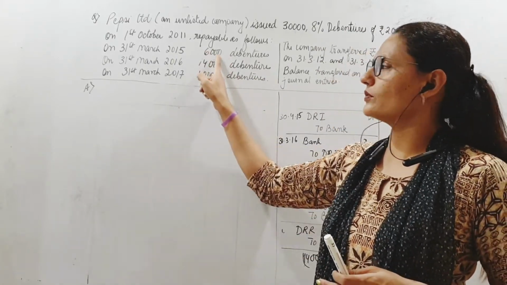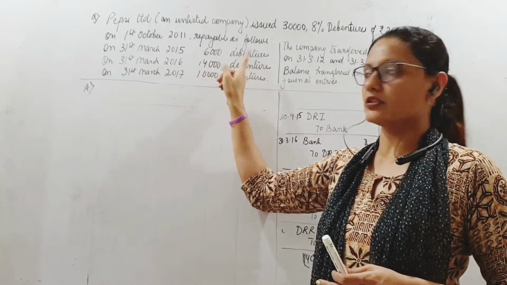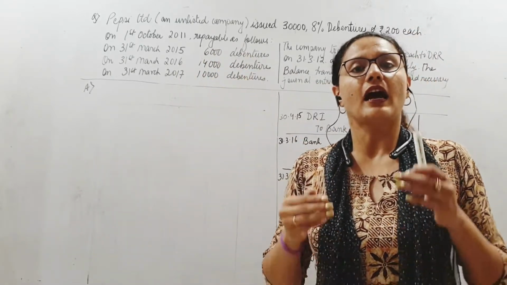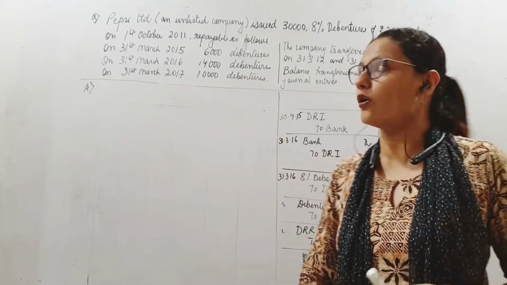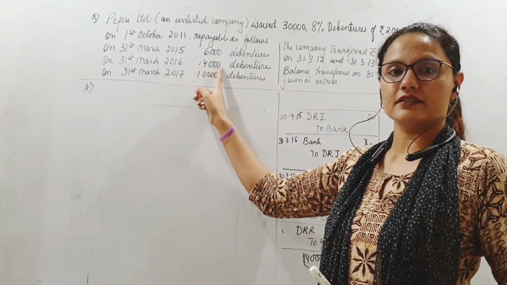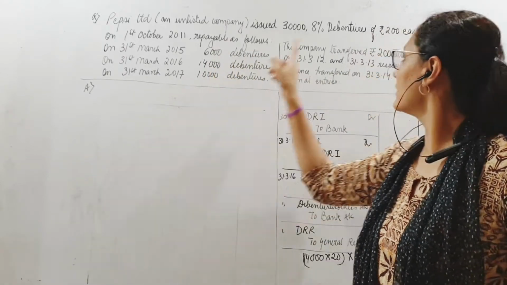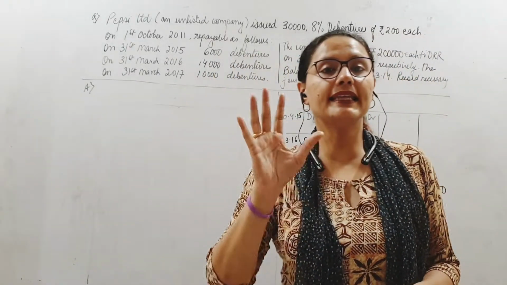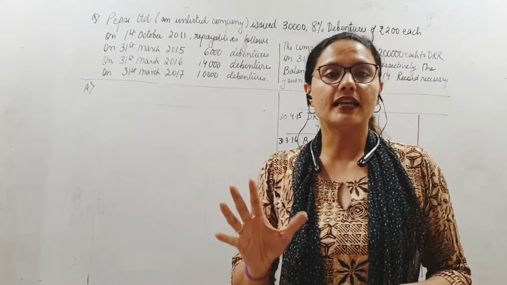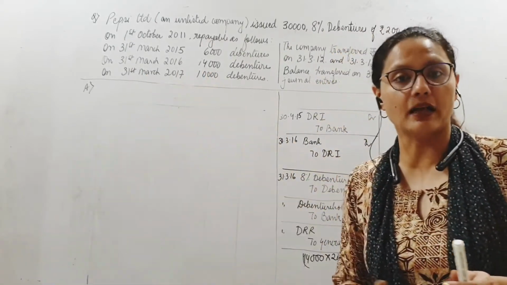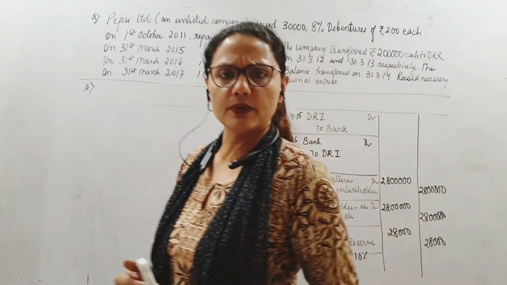DRI I have created only for 6,000 debentures. Now I am going to redeem 14,000 debentures. That means I need 15% of this nominal value of the debentures to be redeemed. Yes, meaning 14,000 into 200 is 28 lakhs. 28 lakhs is the nominal value of debentures to be redeemed in the coming year, right? So I need 15% of that.